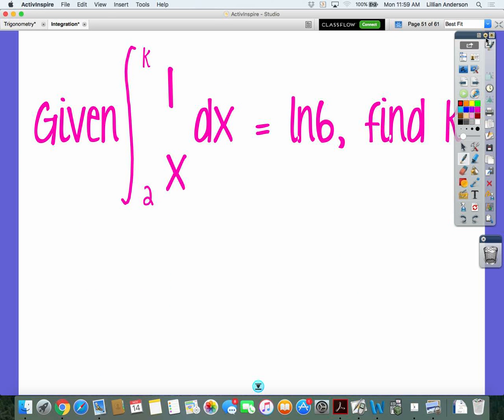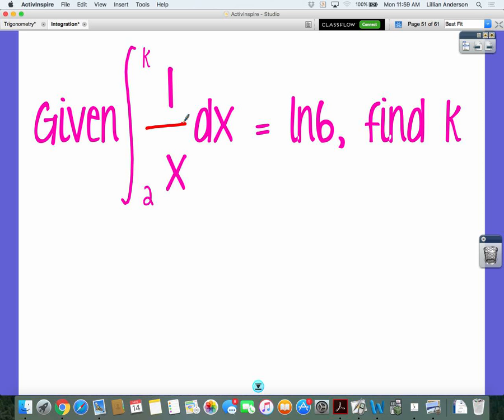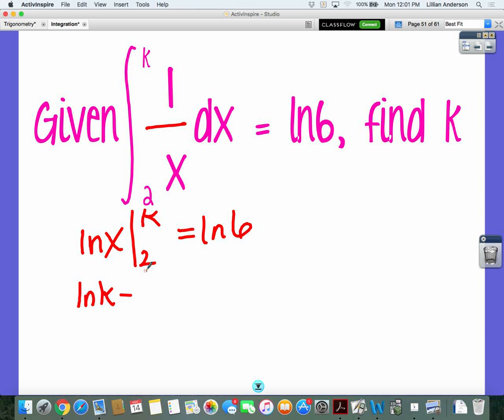Alright, whiteboards. We're whiteboarding it for the rest of the time, okay? That is an ln 6. K is 12, because when you take the antiderivative, it's ln of x, you're evaluating that from 2 to k. And realize that the result is equal to ln 6.